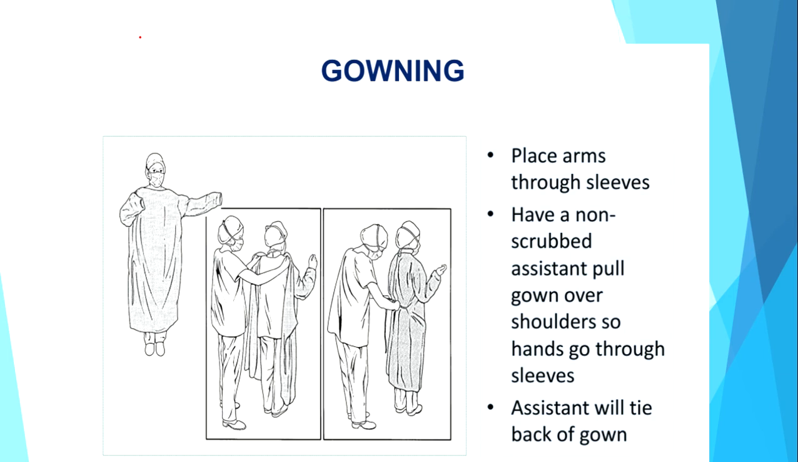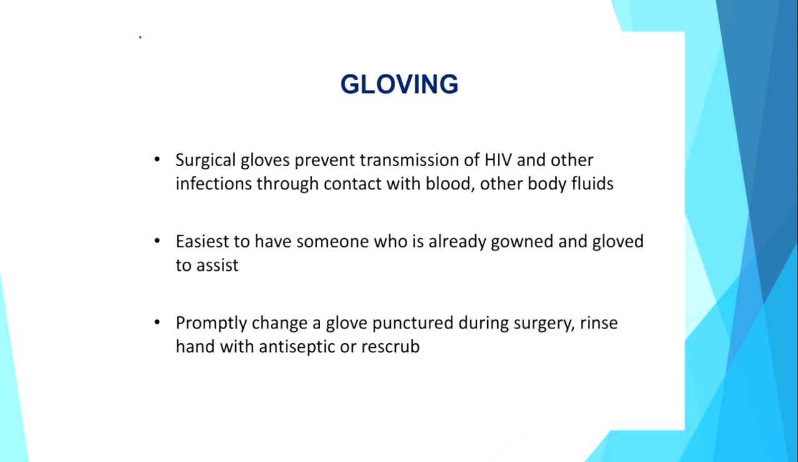Gowning. Place arms through sleeves. Have an unscrubbed assistant pull gown over shoulders so hands go through sleeves. Assistant will tie back of gown. Gloving. Surgical gloves prevent transmission of HIV and other infection through contact with blood and other body fluids. Easiest to have someone who is already gowned and gloved to assist. Promptly change a glove punctured during surgery. Rinse hand with an antiseptic or rescrub.